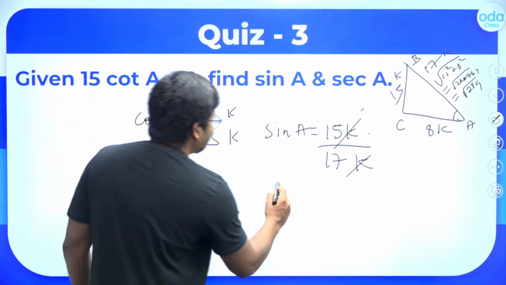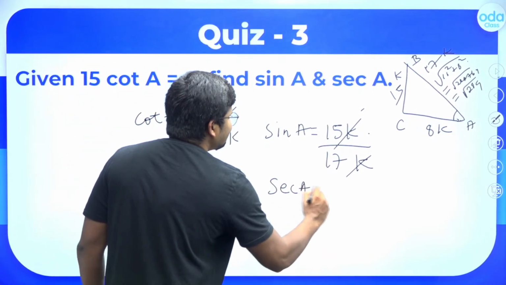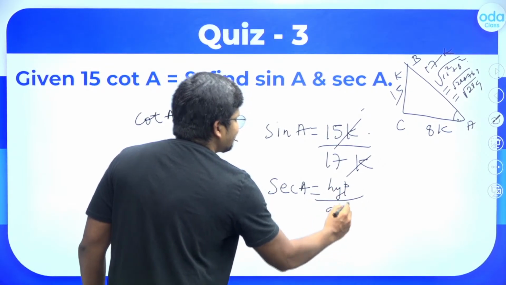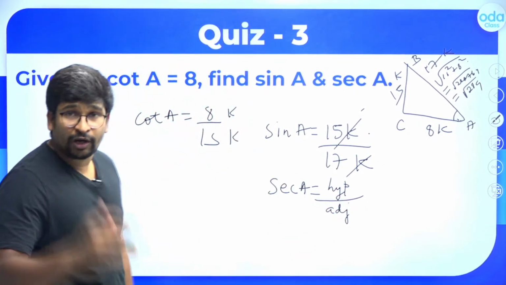Now what is required? Sec A is also required. What is sec A? Sec A, you know, is hypotenuse divided by adjacent side, or it is the reciprocal of cos A.